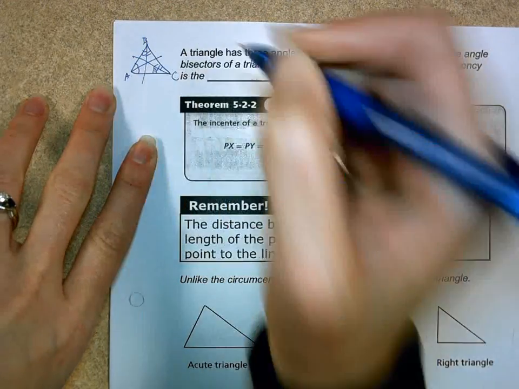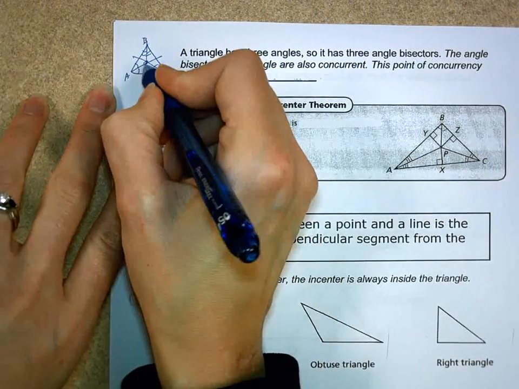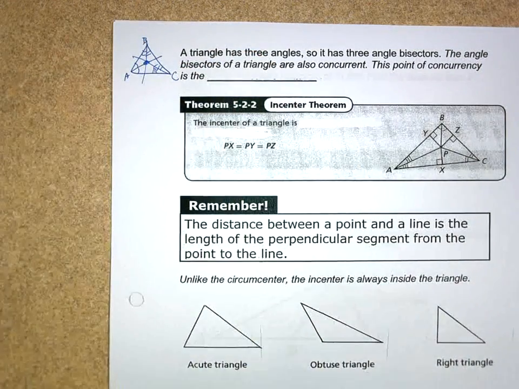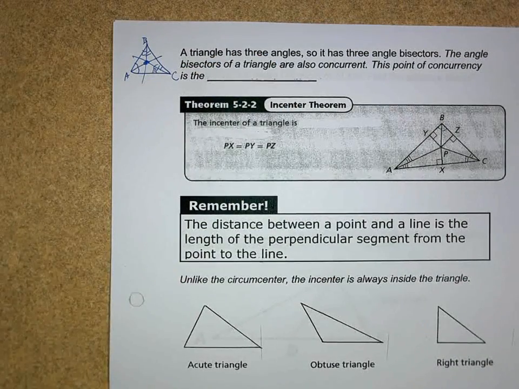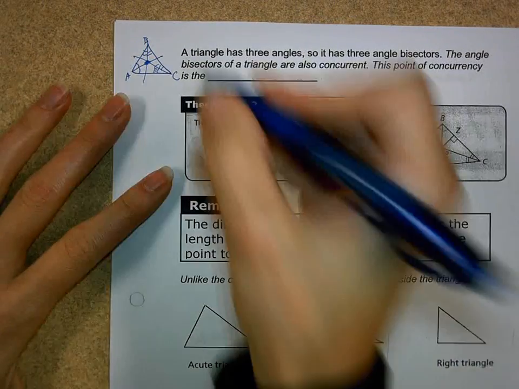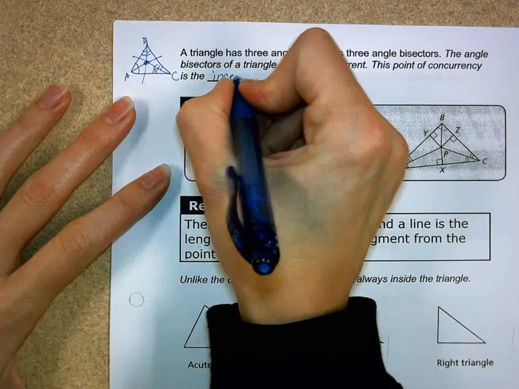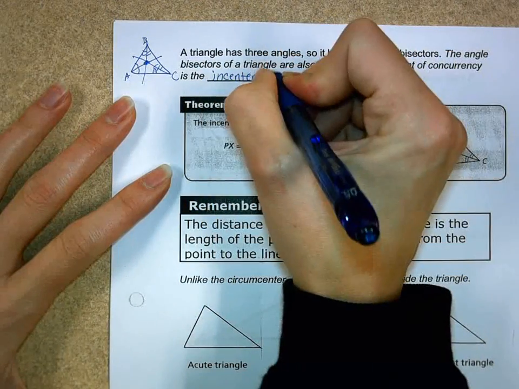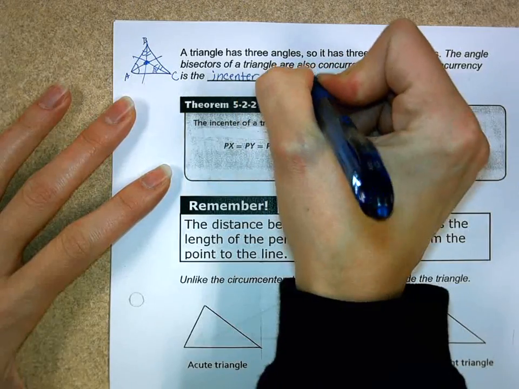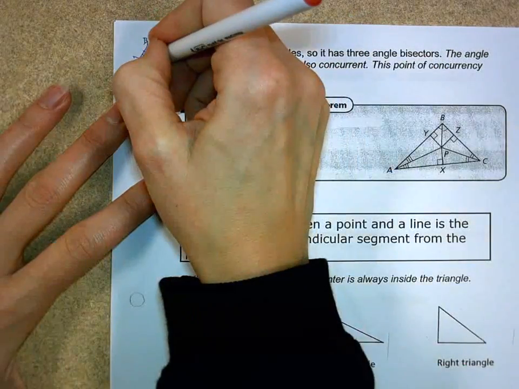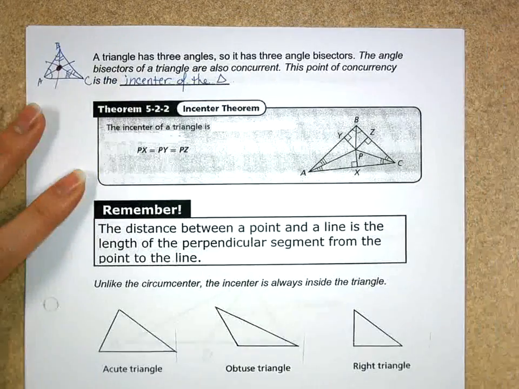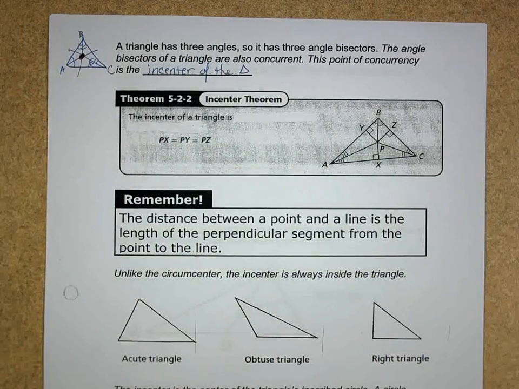You do not have to draw this, my friends. And look what happens to the angle bisectors. They also intersected at a point. And so they also have a point of concurrency. That point of concurrency is called the in-center of the triangle. So that point right here is called the in-center. So it's another terminology that we use.